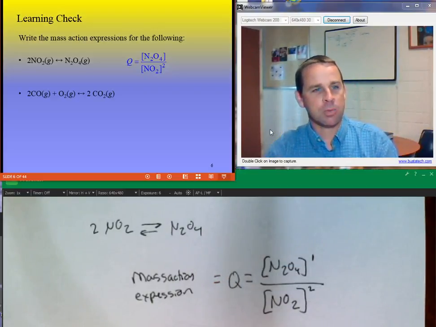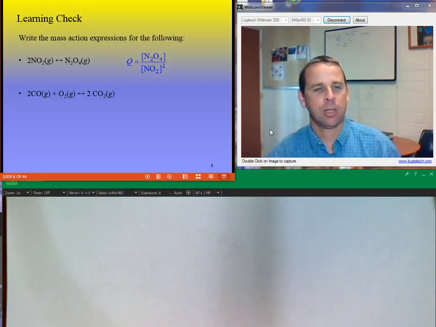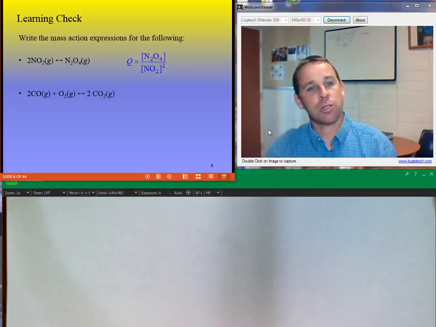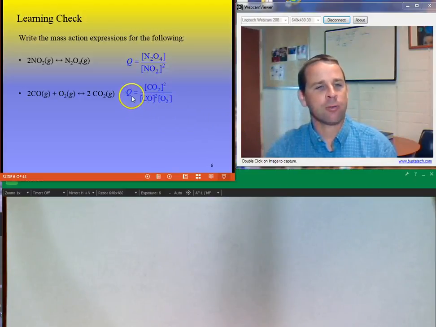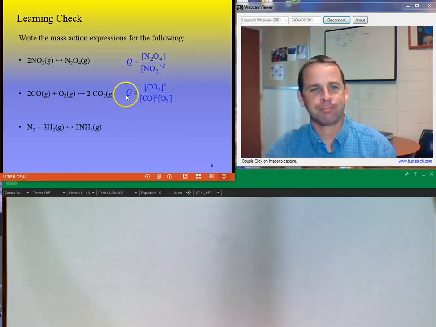All right, let's try this one again. Here's another chance for you to write it out. Let's see if you can do it. Push pause, take a second. All right. Here we go. So, for this one here, we have the products, carbon dioxide raised to the power of 2 over the concentration of the reactants, right? And the carbon monoxide is raised to the power of 2 because of this coefficient. Here, oxygen is raised to the power of 1 because it just has a 1 in front.